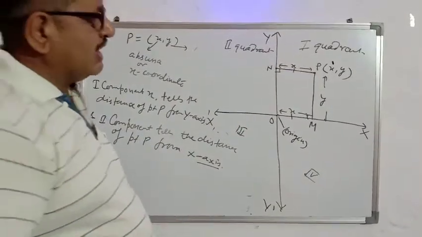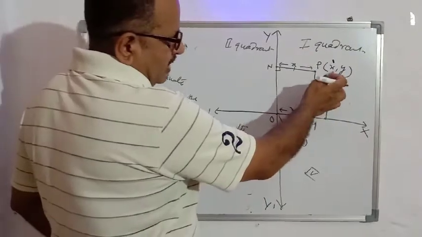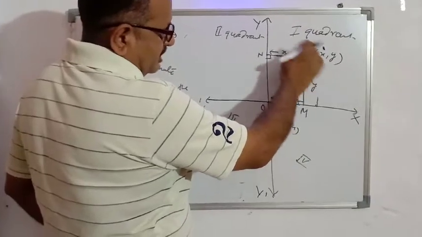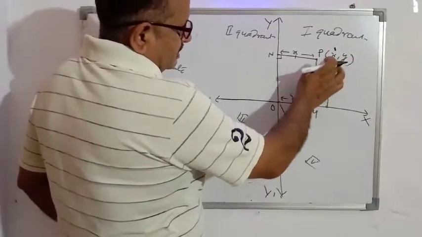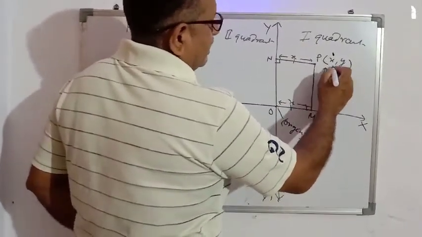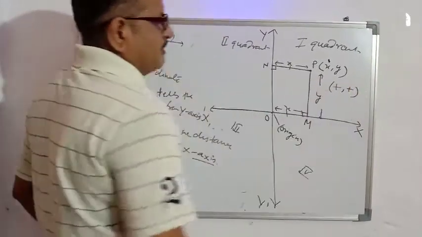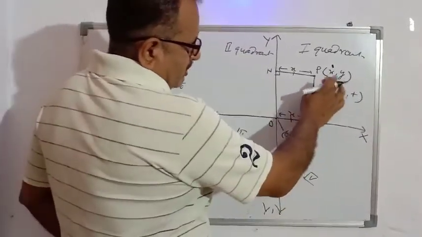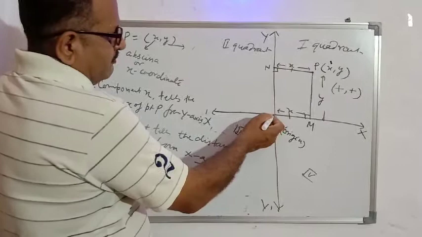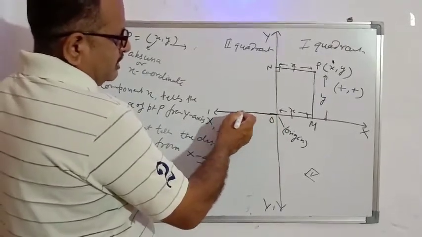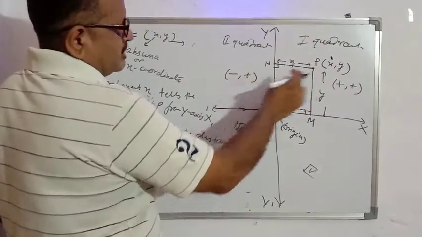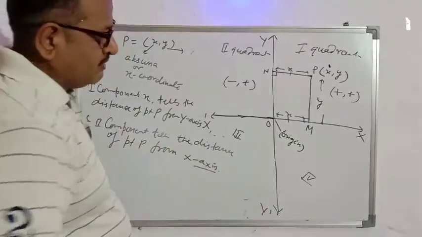Now we will see what is the sign of the coordinate in the first quadrant. If any point P lies in the first quadrant, x and y both will be positive. So if both the coordinates are positive, it will lie in first quadrant. In the second quadrant, we move left side of the origin. So x will be negative and y will be positive. So minus plus. First component with minus sign, second component with plus sign.